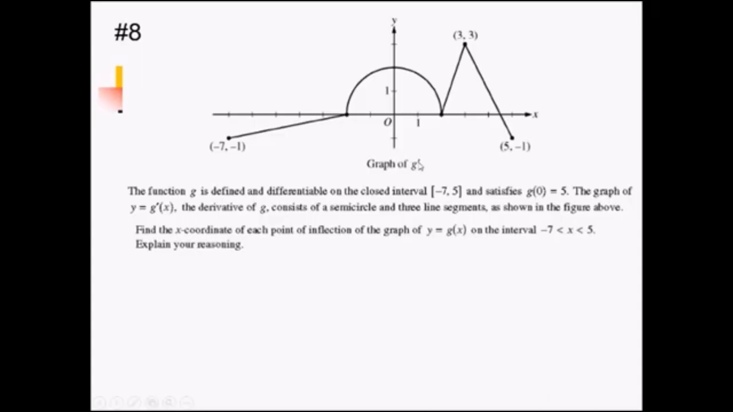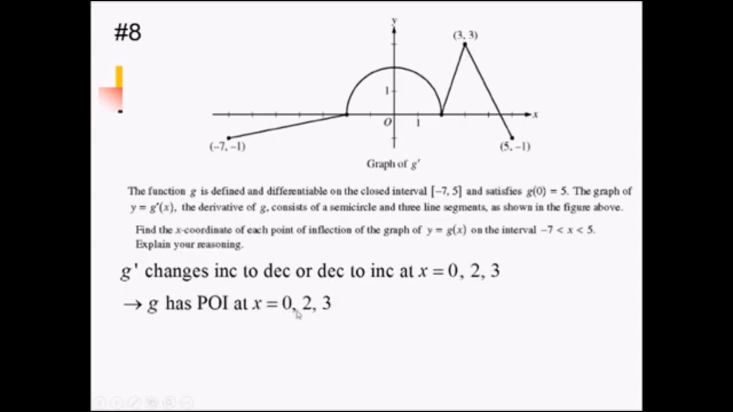We notice that g prime changes from increasing to decreasing or decreasing to increasing at the x values 0 and 2 and also positive 3, and just those. So that means that g itself has points of inflection at x equals 0, 2, and 3 for this reason of the direction change.